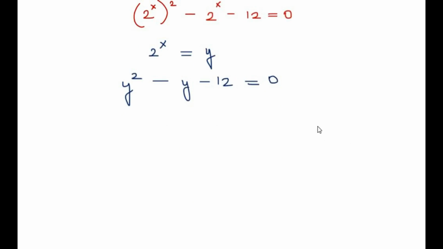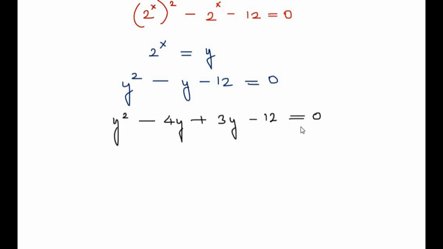When multiplied together they give us -12, and when we add them together they should sum up to -1. So here we can make use of the factors -4 and +3, because the multiplication of these two gives us -12, the product, and the addition of these two will give us -1. So here we are going to write y squared. Now negative y, we are going to write it in terms of its factors, that is negative 4y plus 3y, minus 12 is equal to 0.